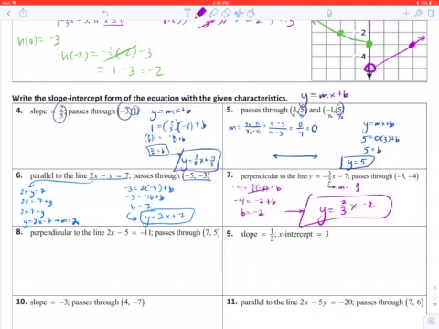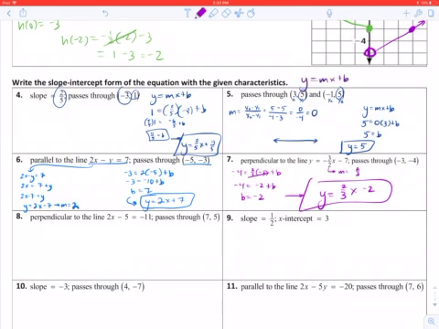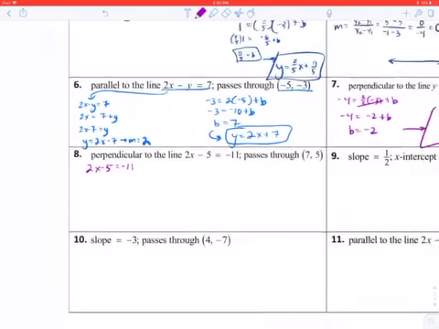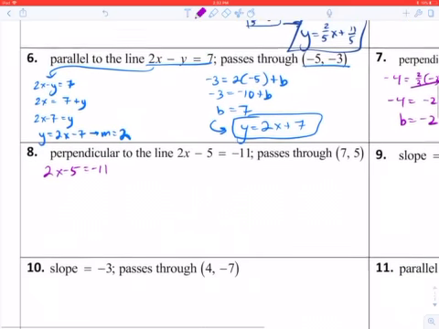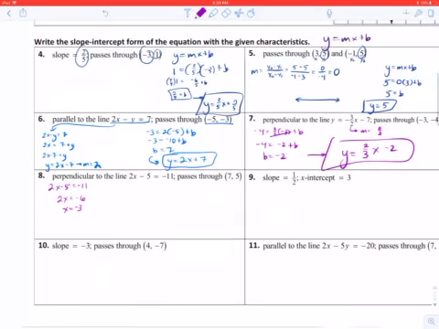Number 8, perpendicular to this line, 2x minus 5 is equal to negative 11. This is like a combination of 6 and 7, where in 6 I had to solve for my y to get that equation, and 7 would be perpendicular, so let's do that. 2x minus 5 is equal to negative 11. Now this is actually slightly different because I don't have a y. So let's actually solve for x. 2x is equal to negative 6. X is equal to negative 3.